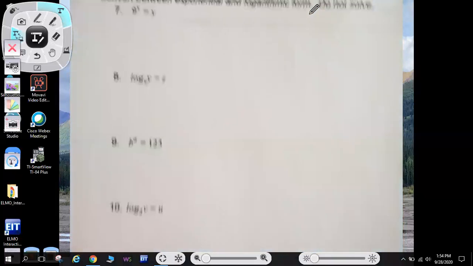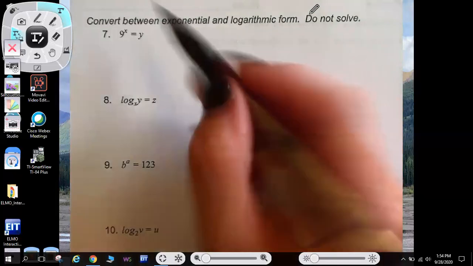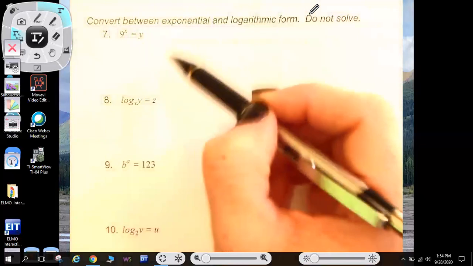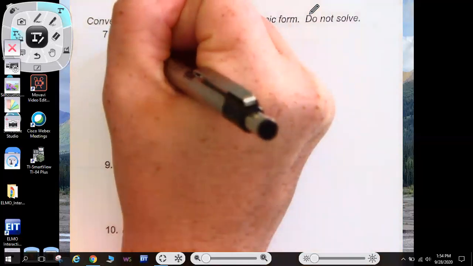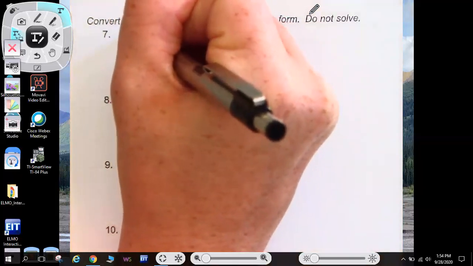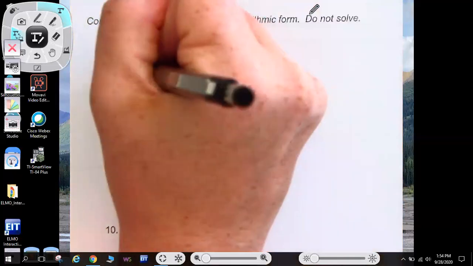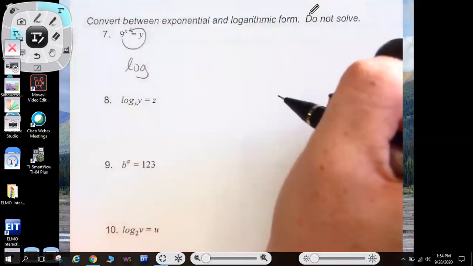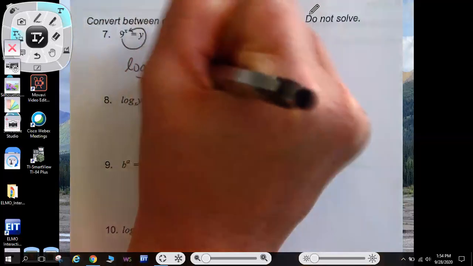On this next section, starting with number 7, all we're doing is converting between exponential and logarithmic form. So you're not solving anything, we're just changing between the two forms. On number 7, we start with it in exponential form, which means we need to change it to log form. To do that, if you want to use the loop trick, you start at the base, which is 9, and draw a counterclockwise loop. Since we're changing this to log form, the very first thing we have to write is log, and then we can follow our loop. Base 9 of y equals x.